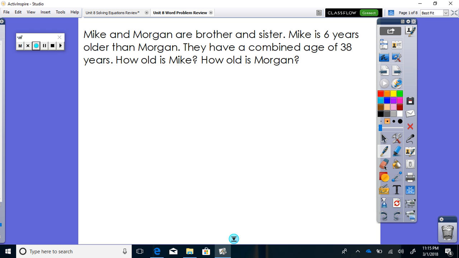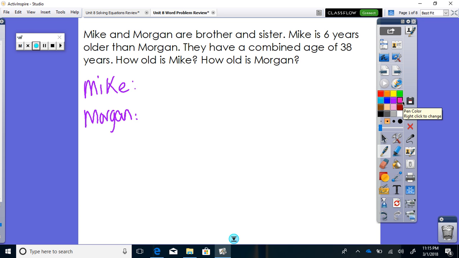The first one is Mike and Morgan are brother and sister. Mike is 6 years older than Morgan. They have a combined age of 38 years. How old is Mike? How old is Morgan? So first, I really like using the diagram to help us out. So we got Mike and we got Morgan.